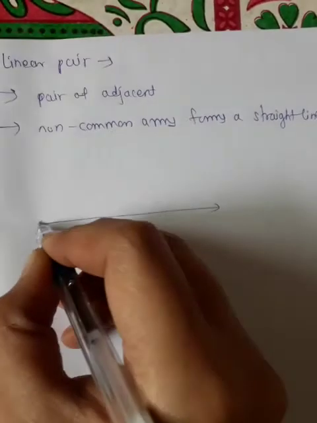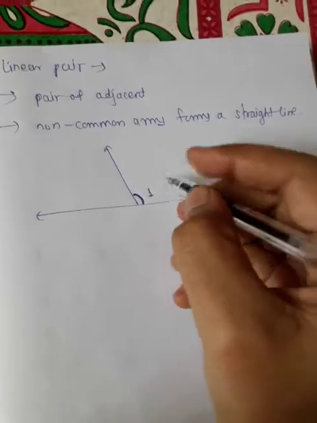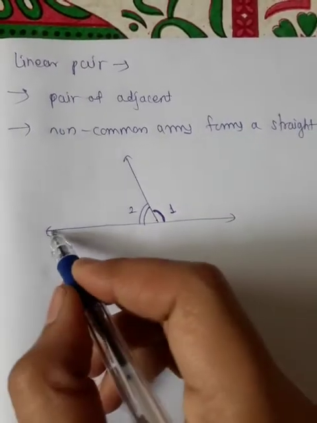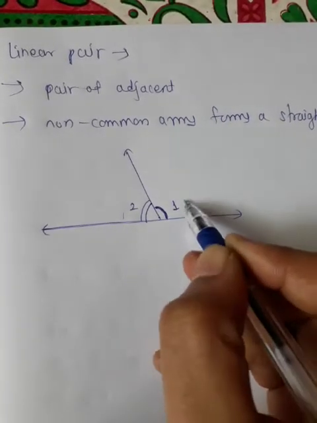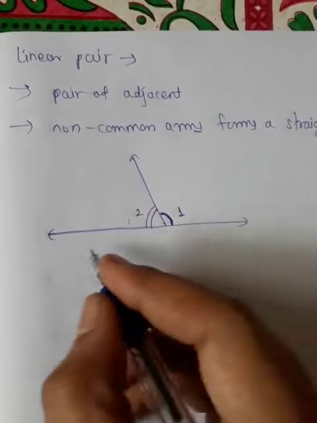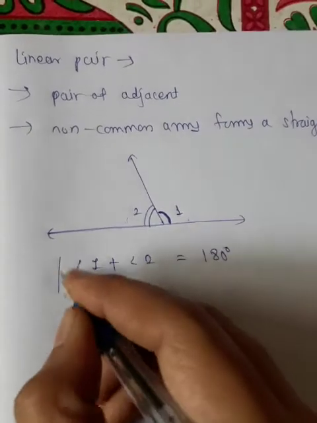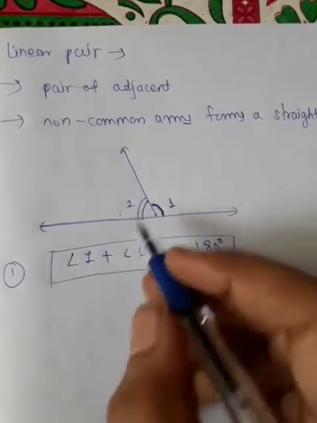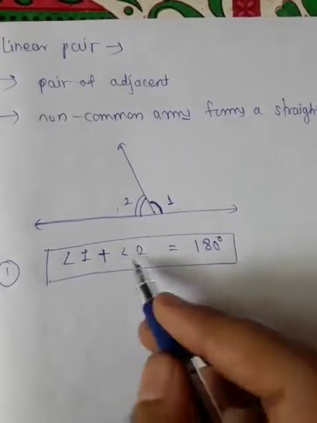Now when two angles are in a linear pair, their non-common arms must form a straight line, and we know the angle formed by a straight line is 180 degrees. So here the sum of the measures of angle 1 and angle 2 is 180 degrees. So see the properties of angles in a linear pair. If the angles are in a linear pair, then their sum is always 180.